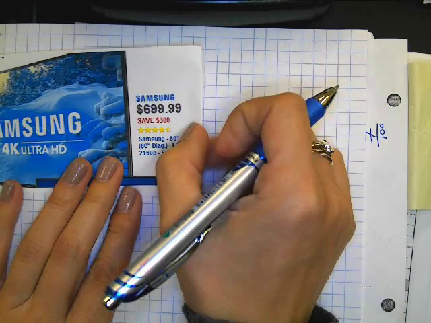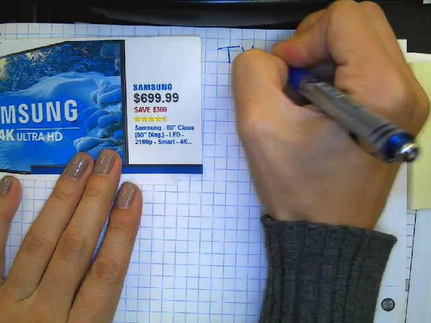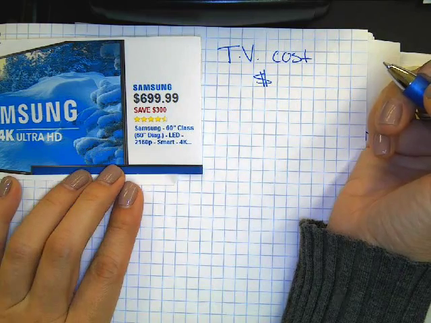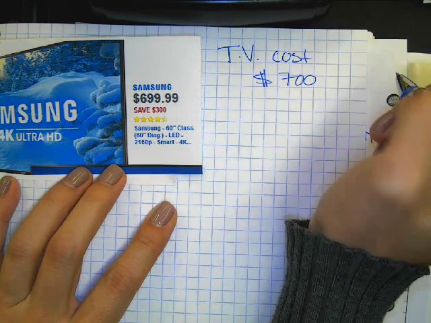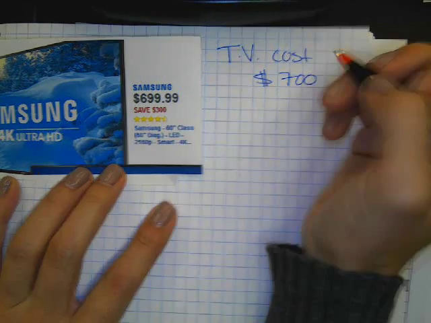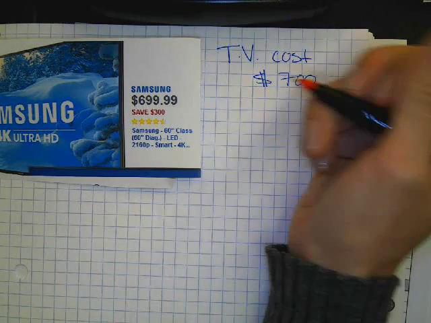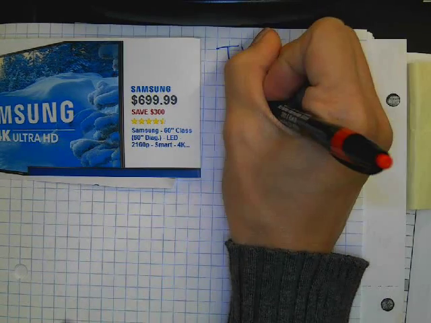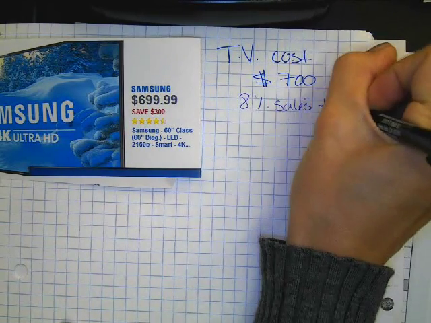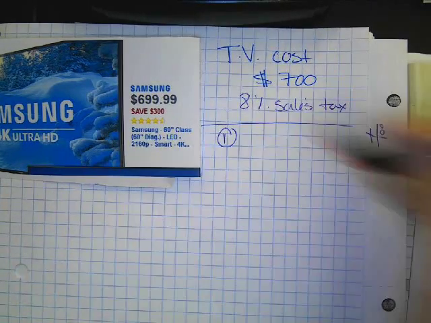Alright. So, the TV cost, how much are we going to say it costs? $700. Okay. Now, TV costs $700. We're gonna buy it in Santa Ana. So what's the sales tax? 8% sales tax. All right. So, what's your first step?